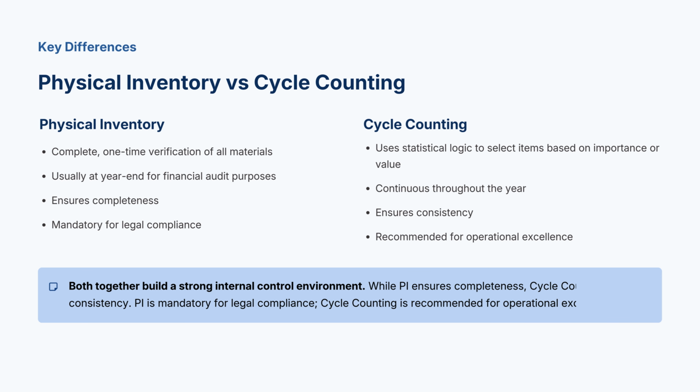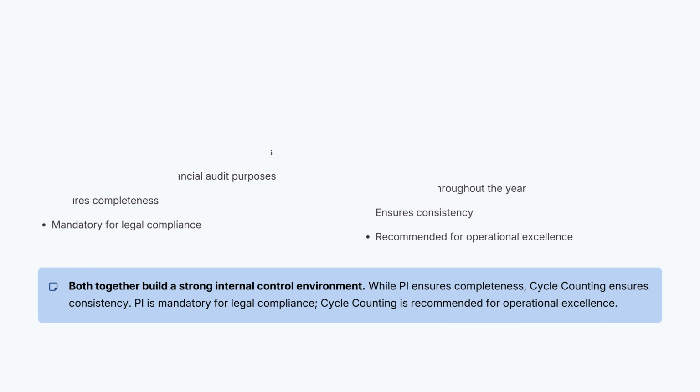Physical inventory versus cycle counting. Key differences. Physical inventory is a full-scale event where all materials are verified at once, typically at year-end for legal and financial reporting. Cycle counting focuses only on selected materials at specific intervals. It's driven by importance or value, not by date. While PI ensures completeness, cycle counting ensures continuity. One delivers depth, the other delivers consistency. In SAP, both coexist to provide total control.